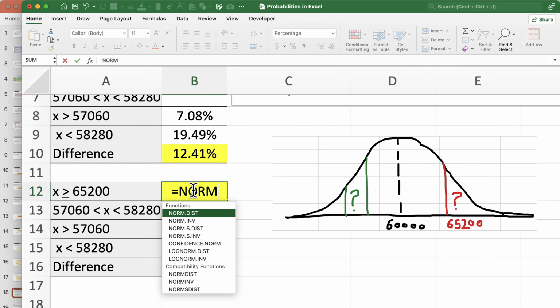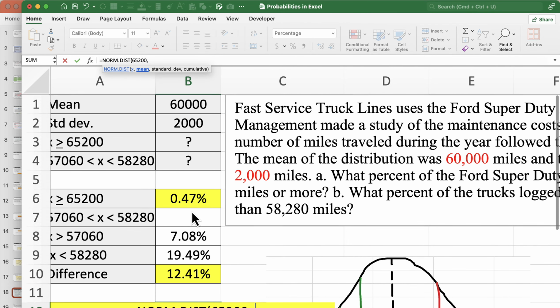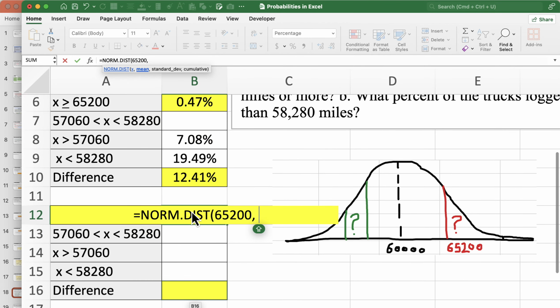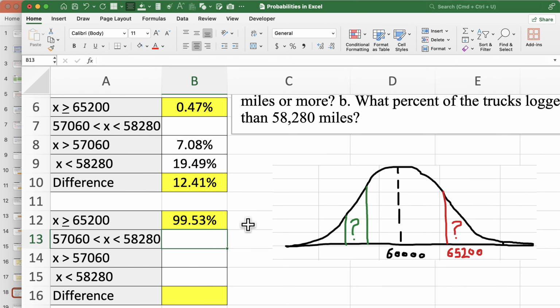So I'll be using NORM.DIST, and the first one is x, which is 65,200, and then mean we know is 60,000, and then standard deviation we know that's 2,000, and cumulative, yes, we need cumulative. This gives us cumulative probability, which means less than 65,200.